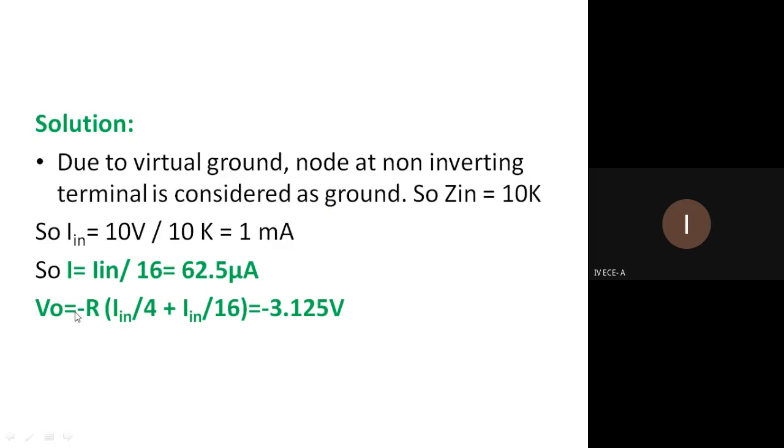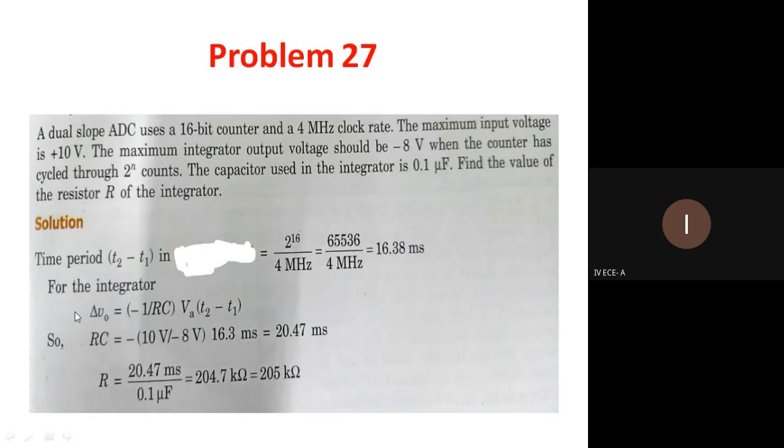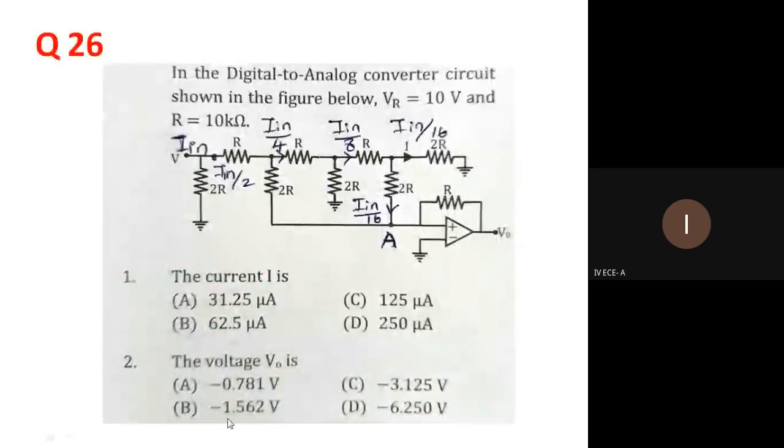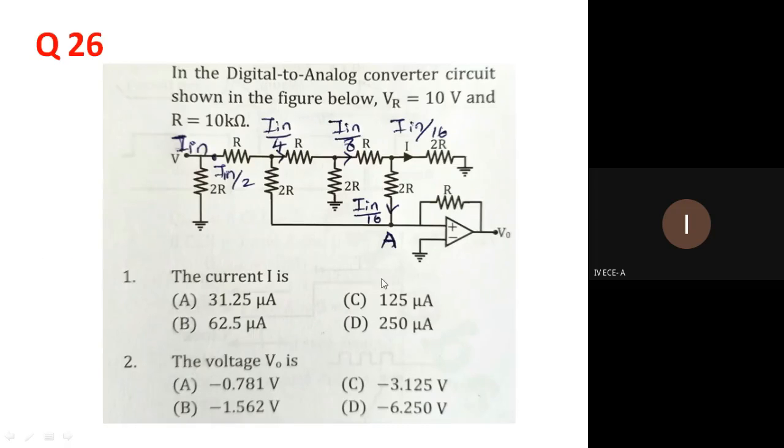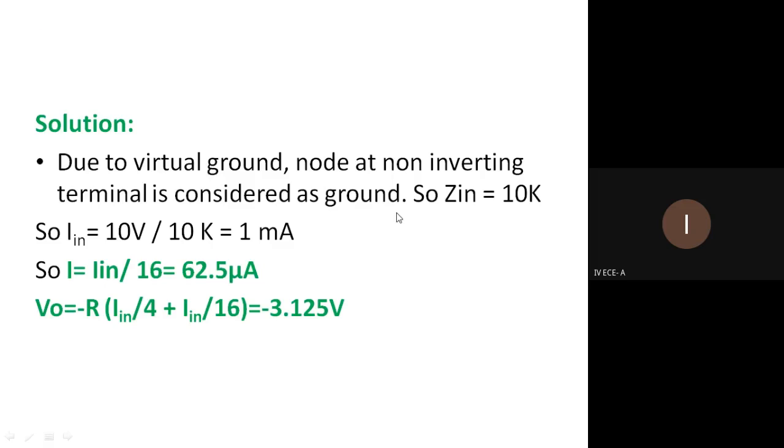Similarly, output voltage for the second question. The second output voltage is equal to minus R into I in by 4 plus I in by 16, because here these two signals are connected. This is not connected. This part is connected to the plus terminal. So we get VO is equal to minus R into I in by 4 plus I in by 16.